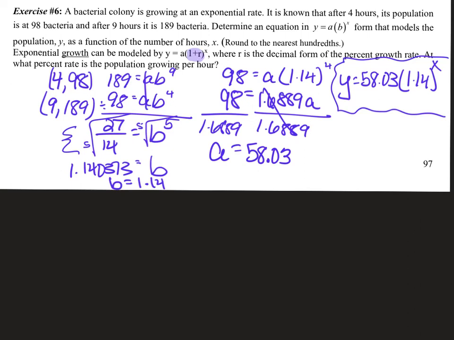We plugged in 1.14. So that little piece right there, the 1 plus the rate, well, we found the same thing is 1.14, right? So if the 1 plus is already in that equation, that's sort of like a given. So if I get rid of that, it's telling me that my rate is 0.14. So they want to know what percent is that. Well, I would move the decimal twice, and it's 14% growth.